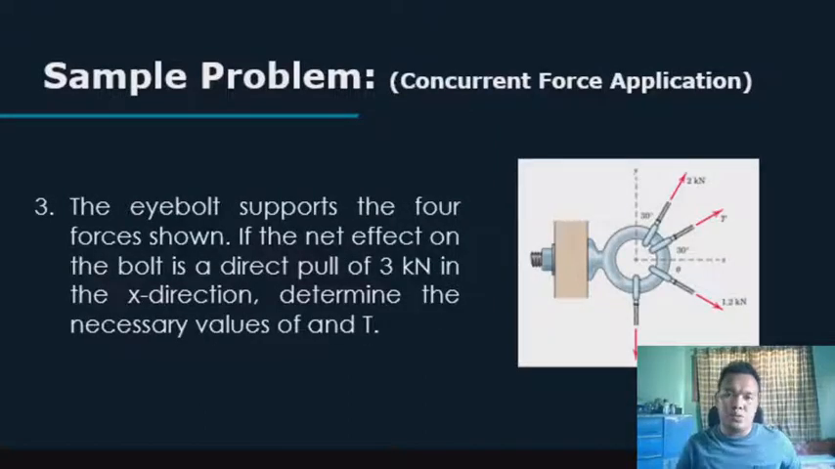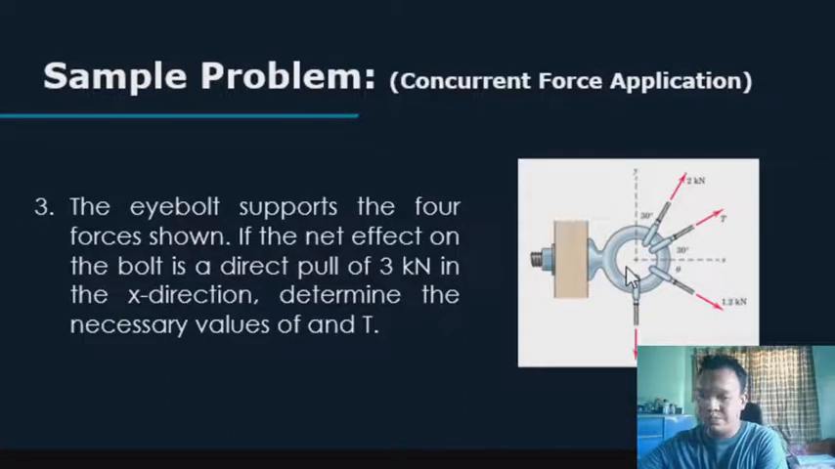So, the eye bolt supports four forces as shown. If the net effect on the bolt is a direct pull of 3 kN in the x direction, determine the necessary values of T. So, ano daw yung value ng T? Kung ang resultant force will act on this x direction, which is 3 kN. So, pa-pull siya, pahila. So, ibig sabihin palayo dun sa ring. Okay, solve natin siya.